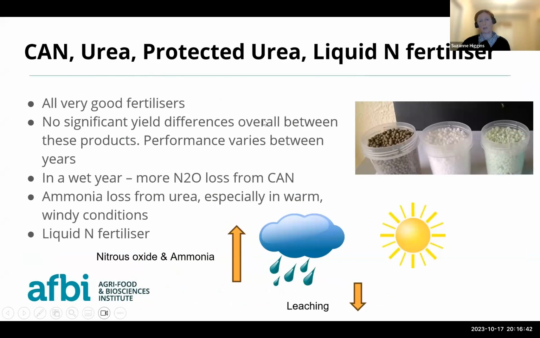If you look at the whole year and the overall yield for the year, there's actually very little difference between all of these products. They're all good nitrogen sources, but you're going to get variation at different times of the year, depending on what time of year you apply it and between years. So if you get a wet year or a dry year, there can be variation in the performance of each of these products, but overall, we've found no real significant difference between them.